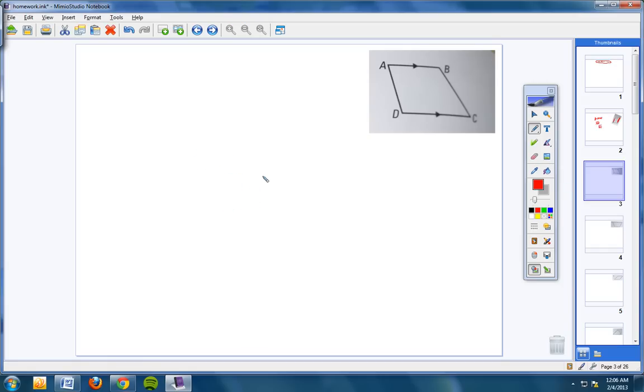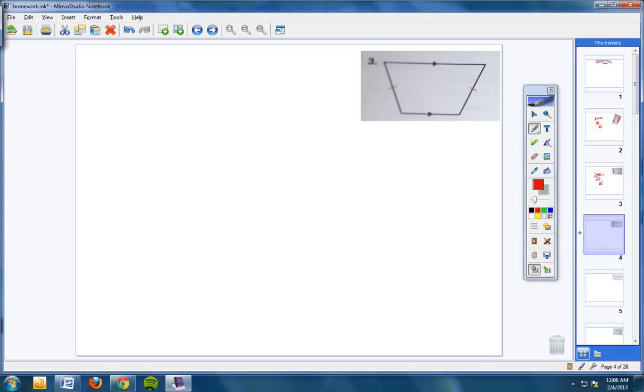All right, problem number 2. Problem number 2 says name the legs. Well, obviously the legs are the non-parallel sides, so the legs would be segment or side AD and segment or side BC. Okay, moving on to number 3.